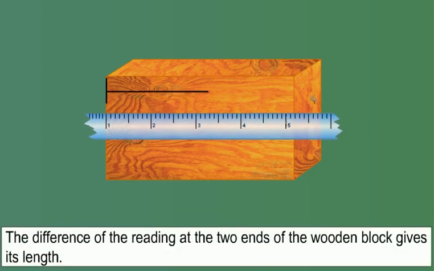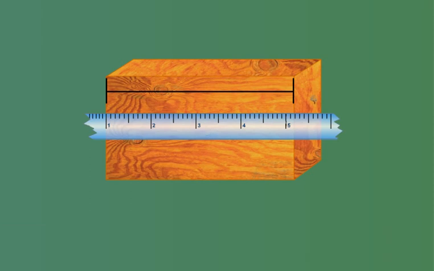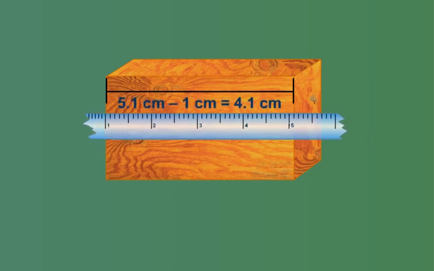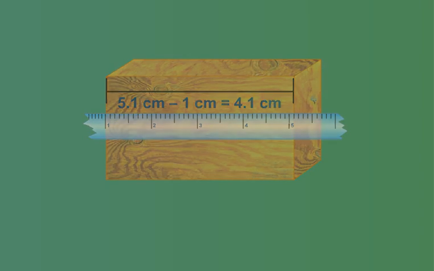The difference of the reading at the two ends of the wooden block gives its length. In this figure, the edge of the scale is not smooth. In this case, if 0 is taken as the reference point, the length of the wooden block is 4.8 centimeter, but it is 4.1 centimeter as shown in the figure. Students, in this figure, 1 centimeter is taken as the reference point.